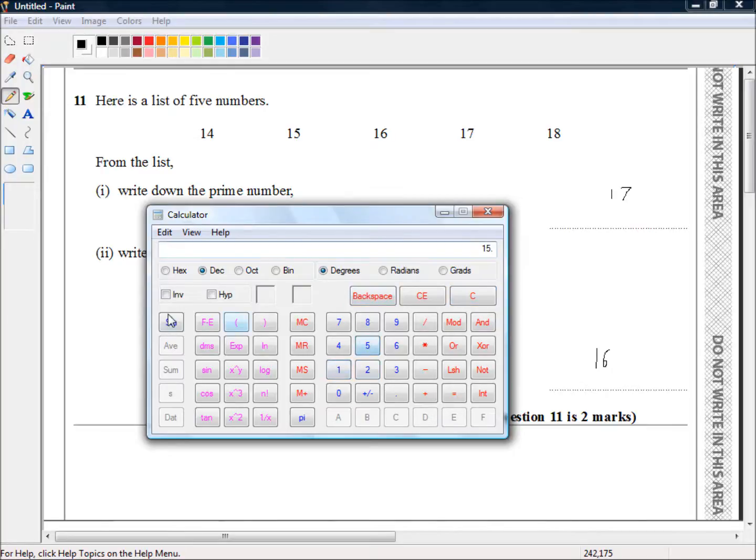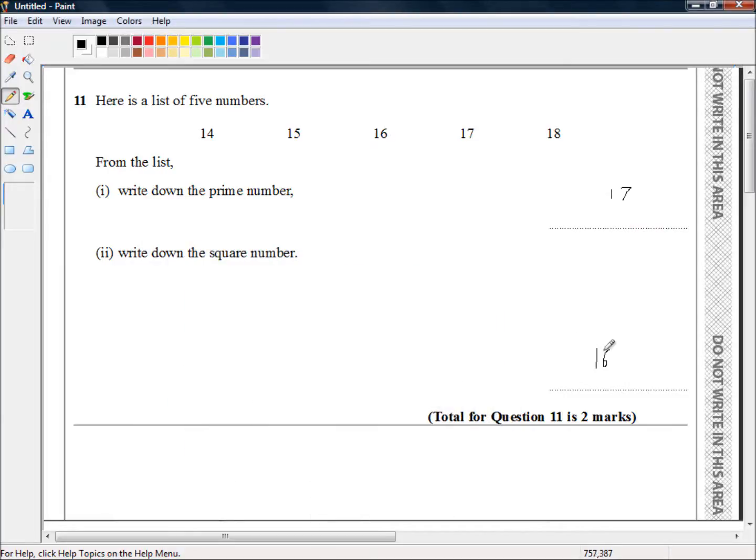We type 15 and then we find our square root, which is why it's such a good idea to know your calculator before you go in an exam. And again, that's not a square number. We type 16, we find the square root, and there's our square number. So our number is 16.